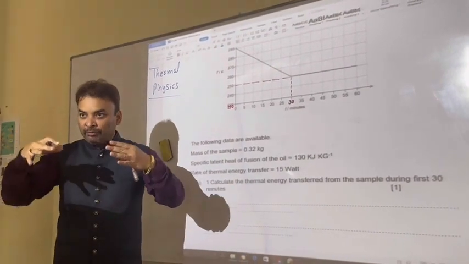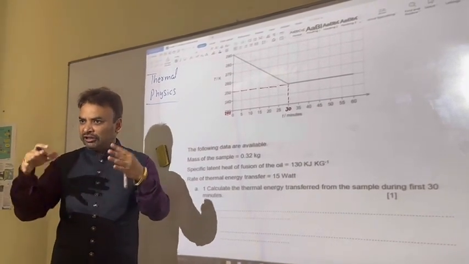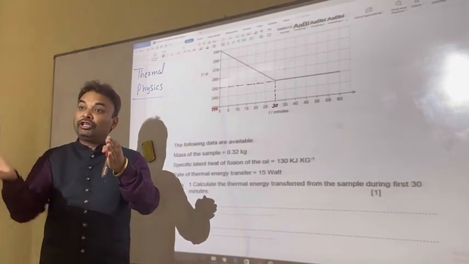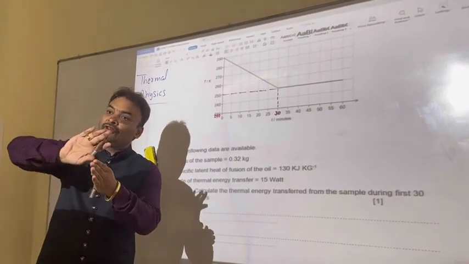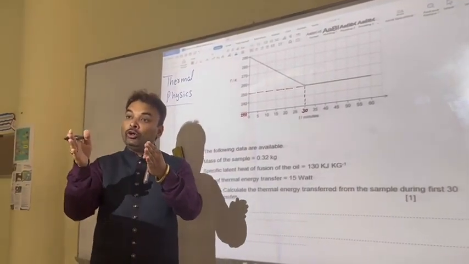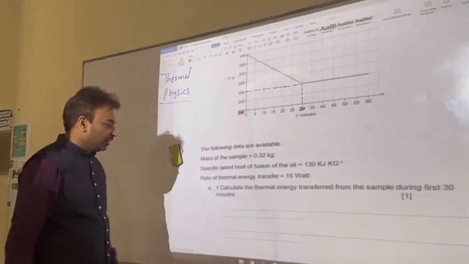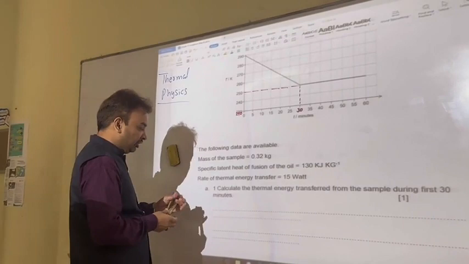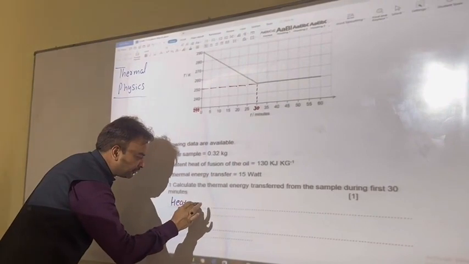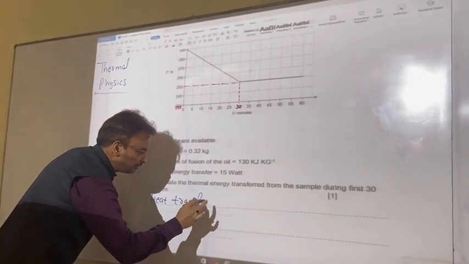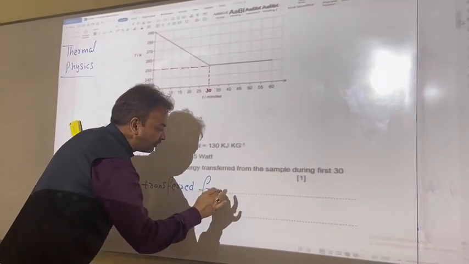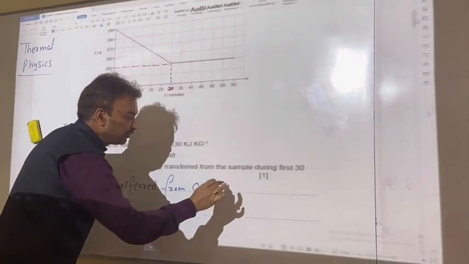Actually, when we keep some stuff or some food inside the refrigerator, there is a transfer of heat energy from that food into the refrigerator, and then from the refrigerator to the surroundings. So now how much heat is transferred from the oil to the refrigerator? We need to calculate. So now very easy. So heat transferred from oil to refrigerator.